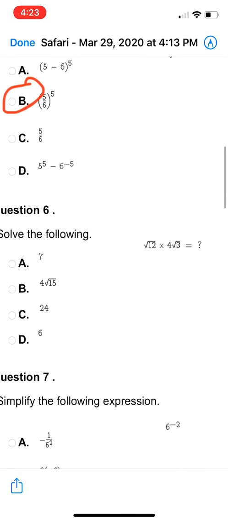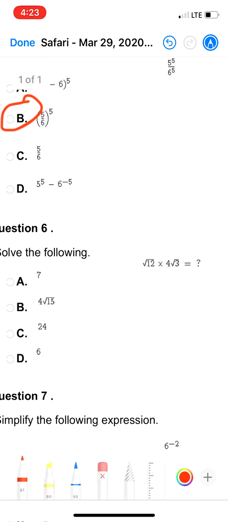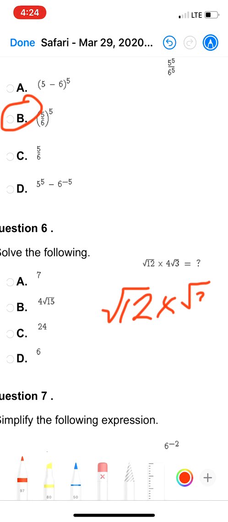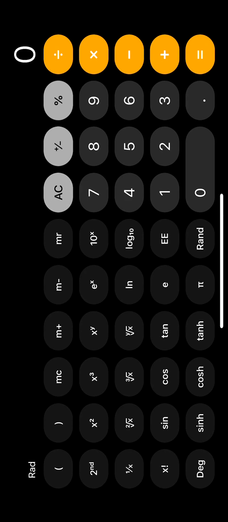Number 6, completely, we're going to use our calculators. So we have the square root of 12 times 4 times the square root of 3. So remember, we have to put square roots in first. I'm going to put in the square root of 12 times the square root of 3 times 4. I think that should work. Let's have a look-see. I don't know if it will.